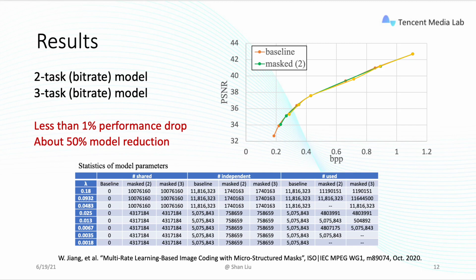And this slide shows the experimental results of the method just mentioned. The 2-bit rate and 3-bit rate models were tested on JPEG AI test set. Results show that by using the proposed method, the model size can be reduced about 50%, which means the size reduced to half, with only less than 1% performance drop compared with the single task model.